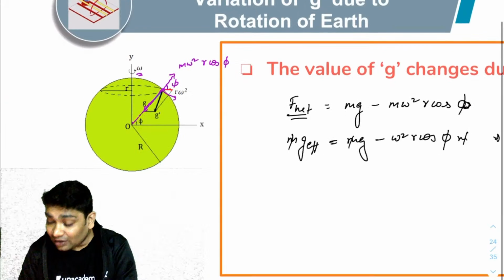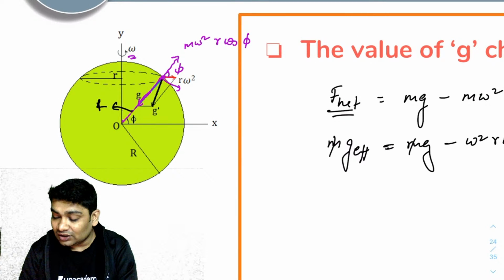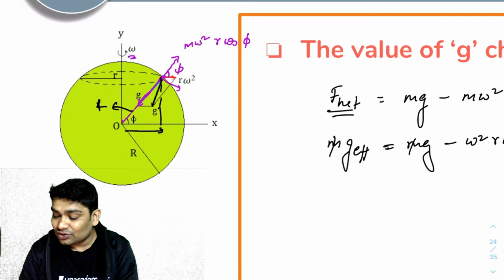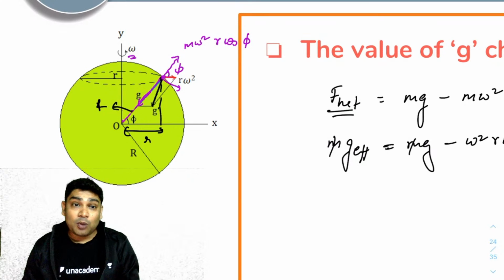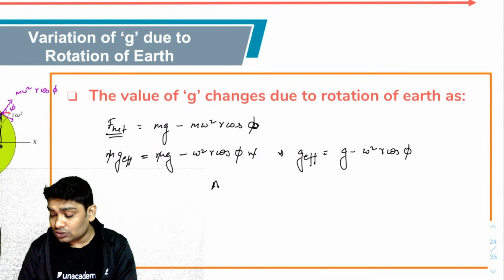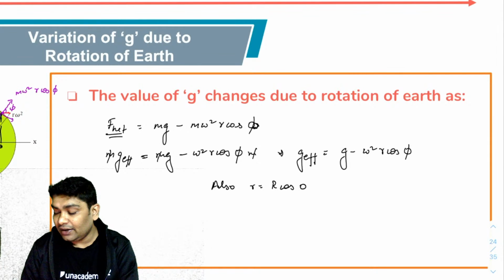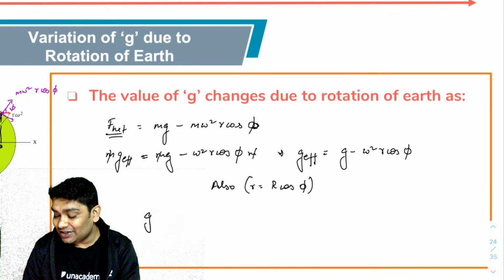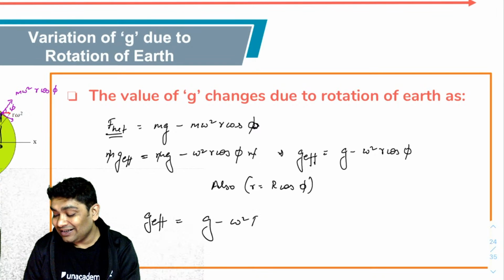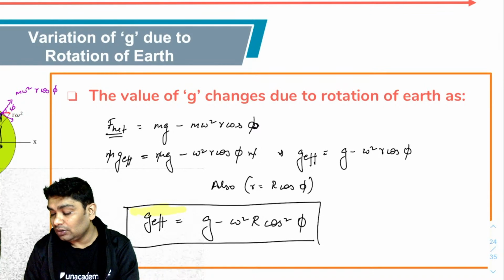Now let's try and figure out what R is. We realize this is the capital R, the radius of Earth, and this is small r. So from this triangle, I can see that small r is nothing but capital R cos phi. If I substitute that value, then G effective is equal to G minus omega square R cos square phi. Again, that is an important result that you must remember.